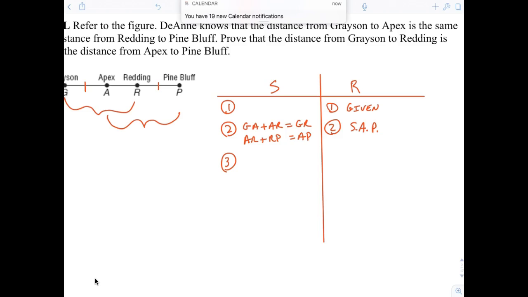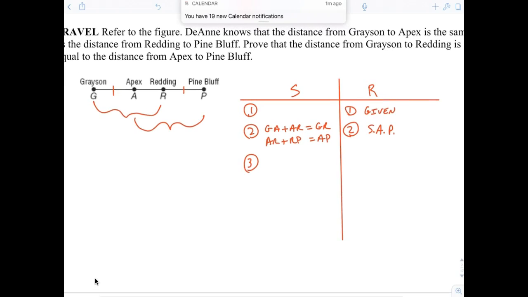We have to do the GA plus AR equals AR plus RP? That's what she said. Yeah, no. That's honestly what we're trying to prove. No, are you supposed to get the GR? No. Now, so again, someone even said we did this already. So what do we got, guys? Come on.